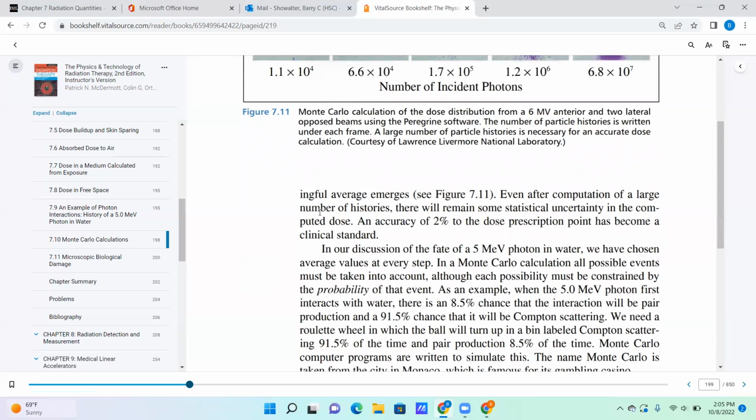Even after computation of a large number of histories, there will remain some statistical uncertainty in the computed dose. An accuracy of 2% at the dose prescription point has been a clinical standard.